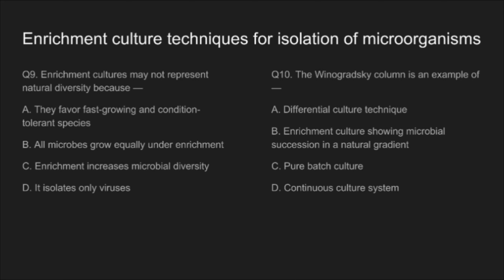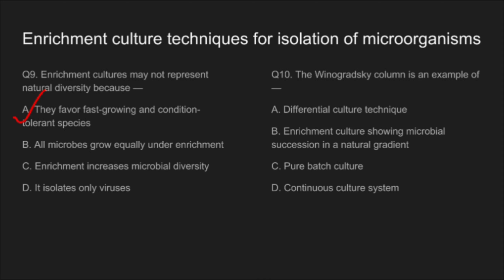Enrichment cultures may not represent natural diversity because they favor fast-growing and condition-tolerant species. B. All microbes grow equally under enrichment. C. Enrichment increases microbial diversity. D. It isolates only virus. So the correct answer for this question is option A, that is they favor fast-growing and condition-tolerant species. So selective conditions, they favor the dominant or the fast-growing microbes.